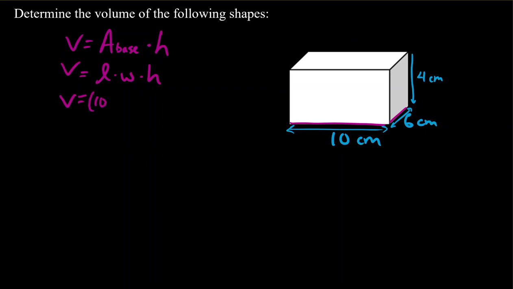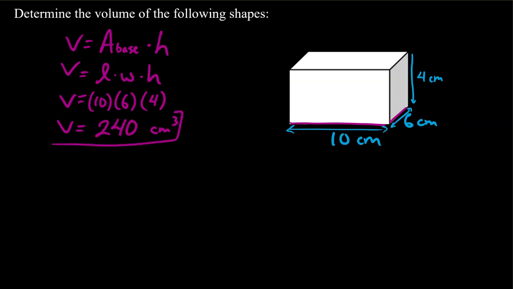Our length is 10 centimeters, our width is 6 centimeters, and our height is 4 centimeters. So when we get centimeters times centimeters times centimeters, we're going to get centimeters cubed. And when we get 10 times 6 times 4, 6 times 4 is 24, 24 times 10 is 240 cubic centimeters. So what that means is if we were to try and fill this thing with little tiny cubic centimeters, we'd be able to fit 240 of them all the way up in this object.